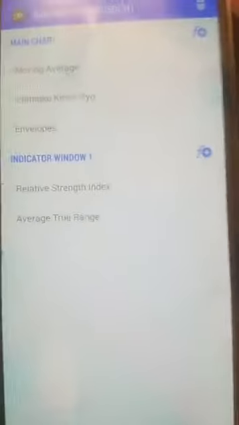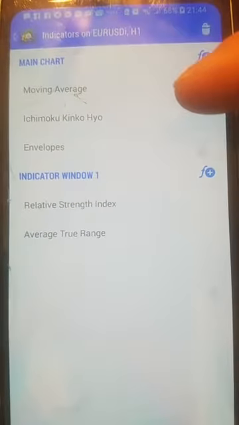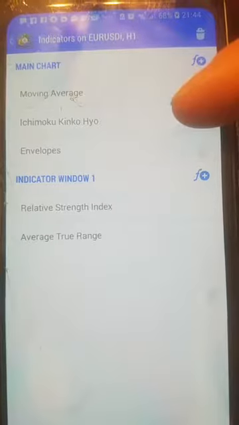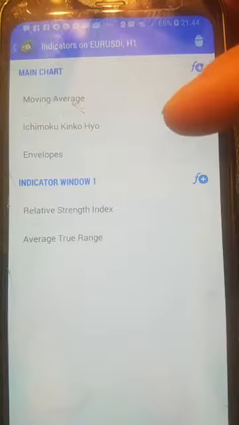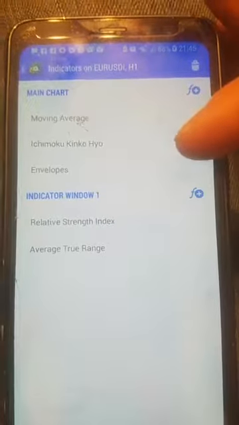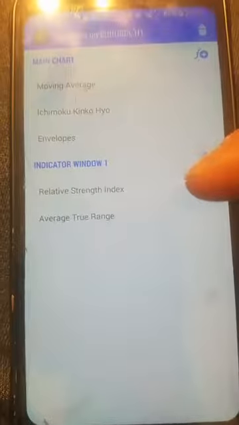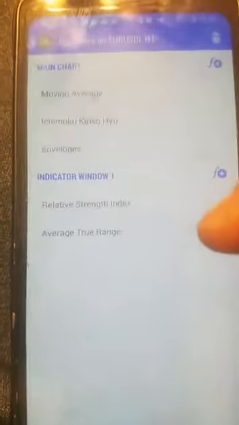Once you get it. So what I got right now in my main chart is my moving averages, my Ichimoku Kinko Hyo lines and the envelopes. And then on my bottom one, I have the relative strength indicator and the average true range, which is pretty much what it should be running at.